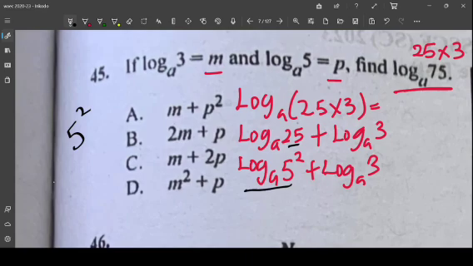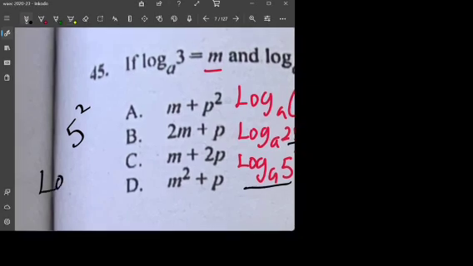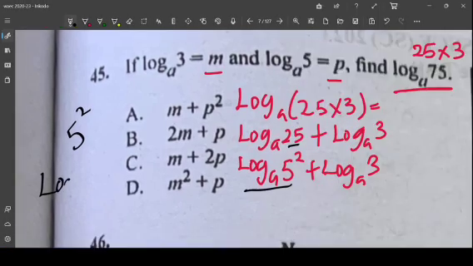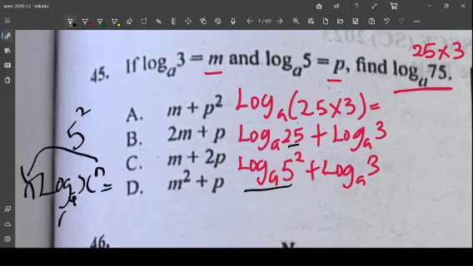The power rule states that if you have the logarithm of a number, let's say x in base a raised to the power n, you can push this power to the back of the logarithm to become the coefficient of the logarithm. So you have something like n log to the base a of x. So that is the rule I'm going to apply here.